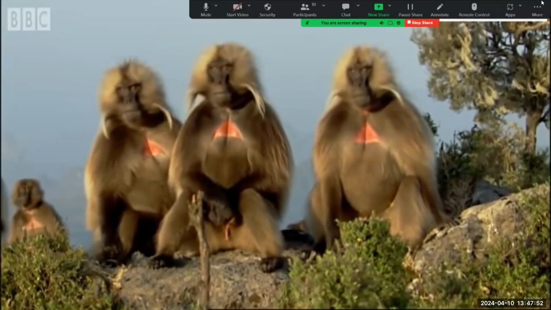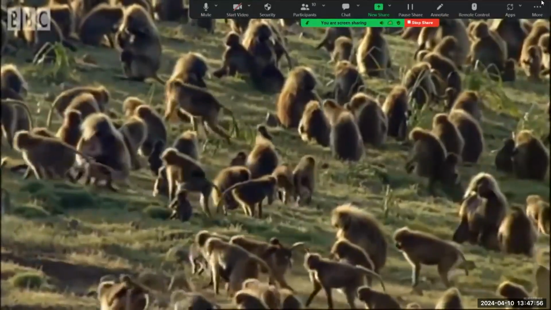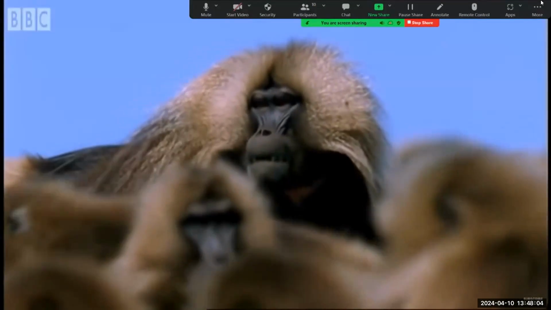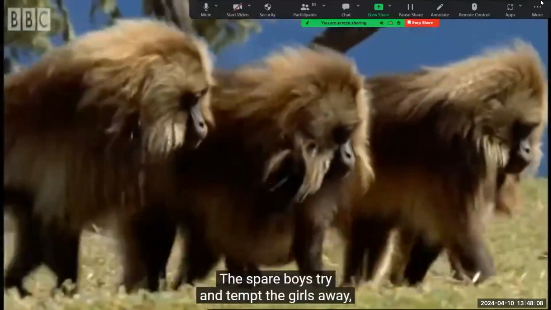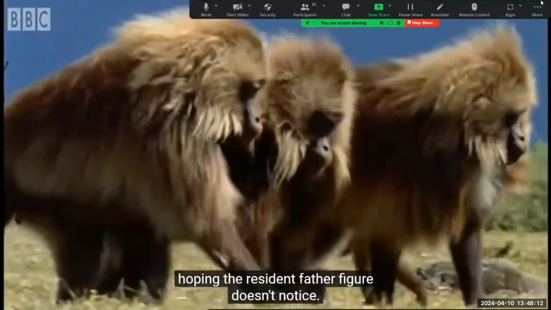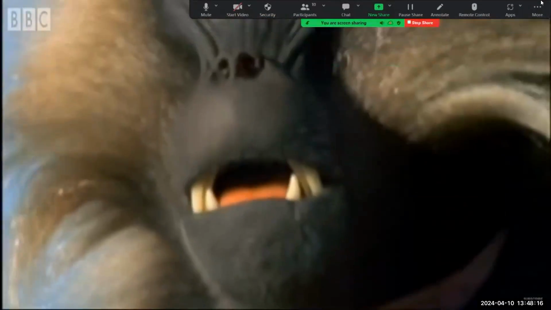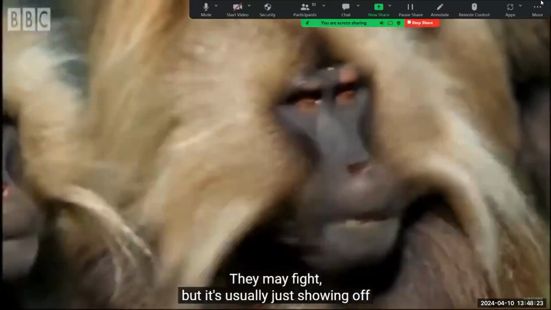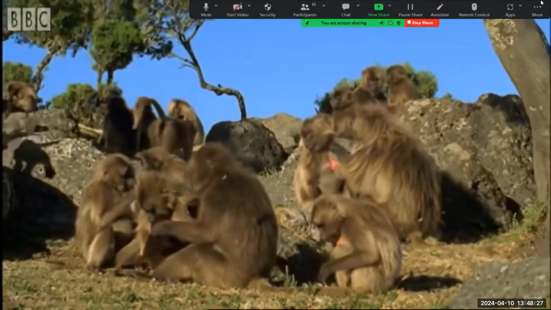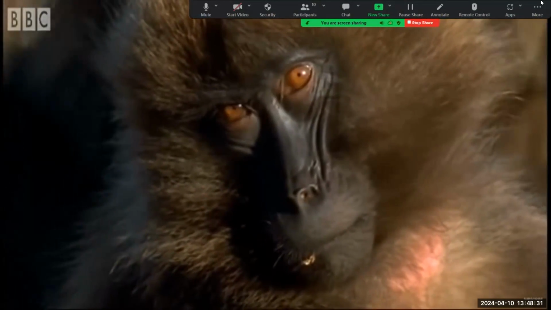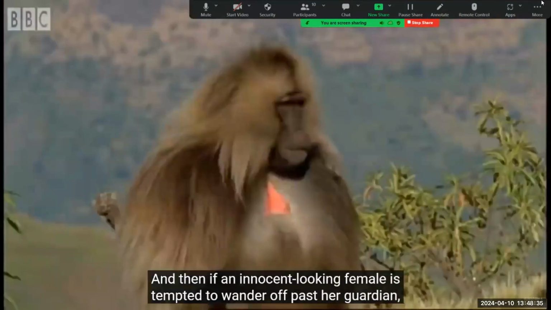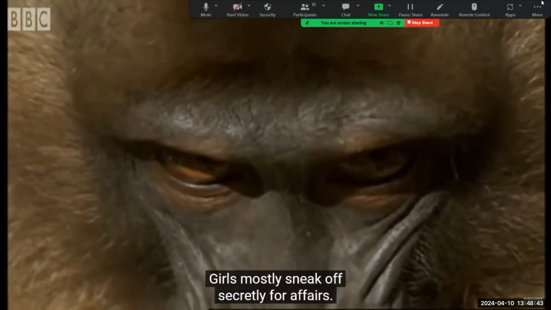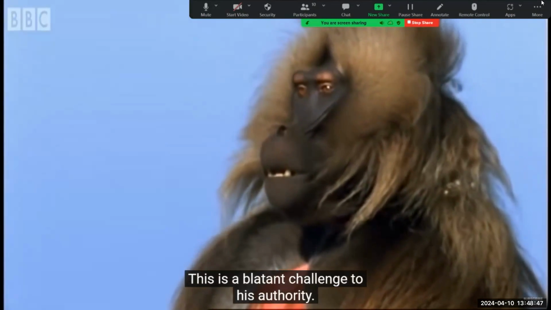There are gangs of young males trying to steal away the women from the family harems. Each handful of females is guarded by a single male, the harem master. The spare boys try and tempt the girls away, hoping the resident father figure doesn't notice. The males flash teeth at each other. They may fight, but it's usually just showing off in case the girls are watching. There's a lot of flirting on both sides. And then, if an innocent-looking female is tempted to wander off past her guardian, he has to decide what to do. Girls mostly sneak off secretly for affairs. This is a blatant challenge to his authority.